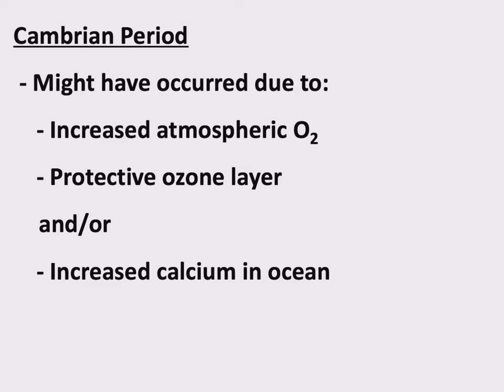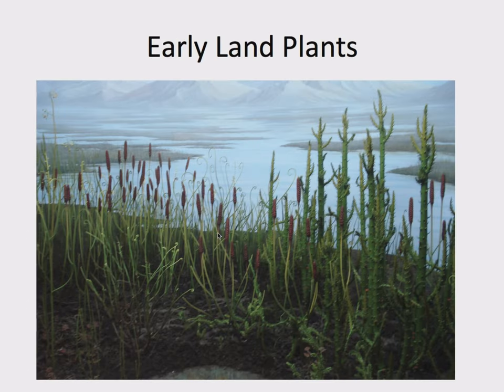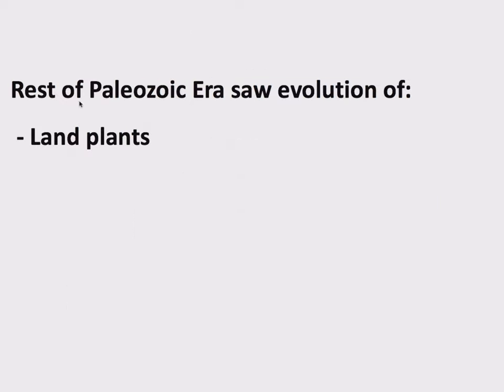So the rest of the Paleozoic era, skimming over a lot of stuff here, did see the evolution of land plants. So here's our next big thing. Plants took to the land before animals did. I discussed this in our plants chapter when we talked about these early land plants. More sunlight out here, fewer predators, at least at first. And so, yeah, land plants throughout the rest of the Paleozoic era.